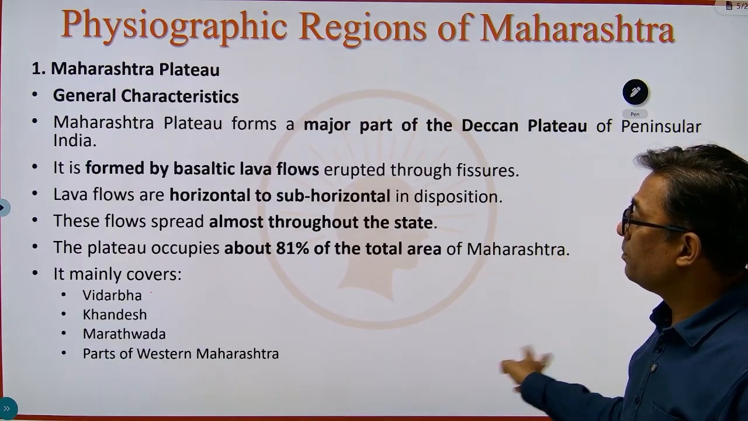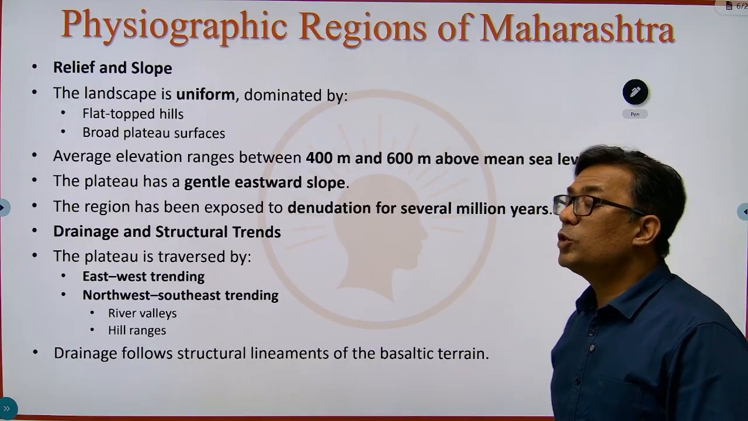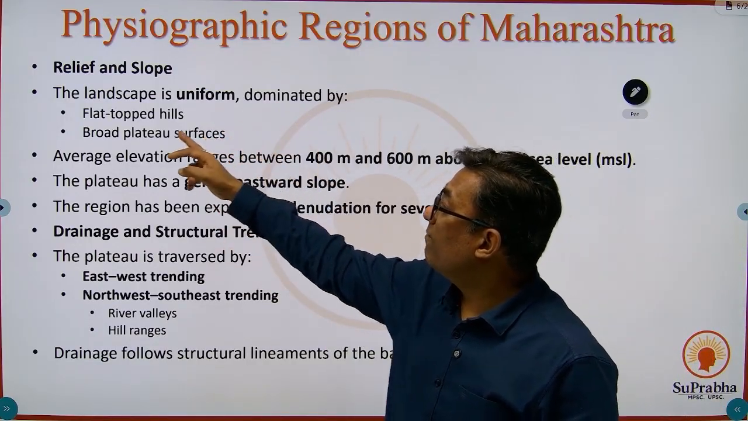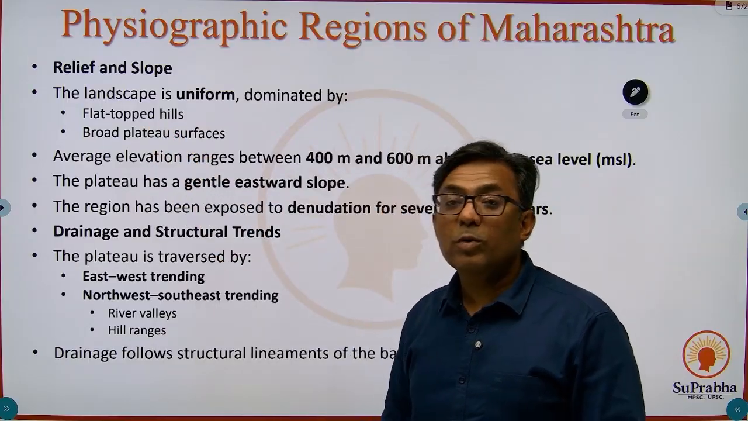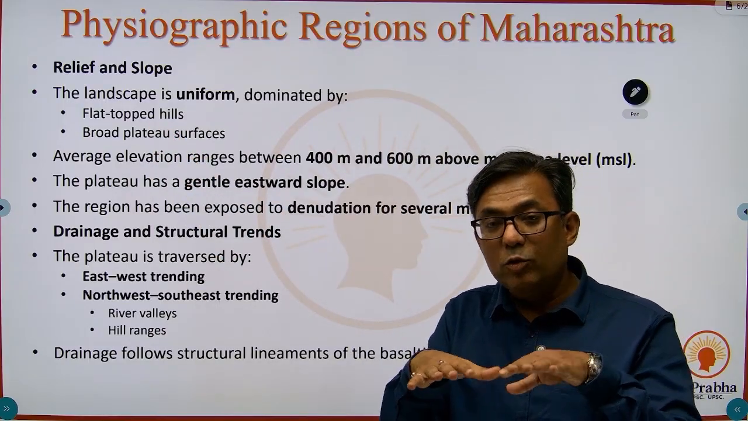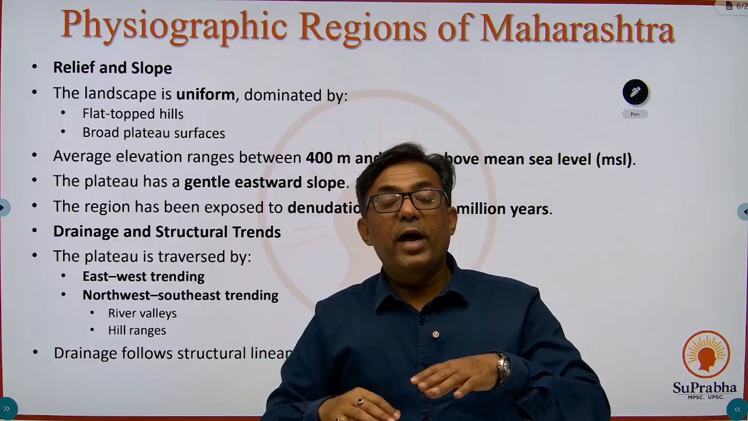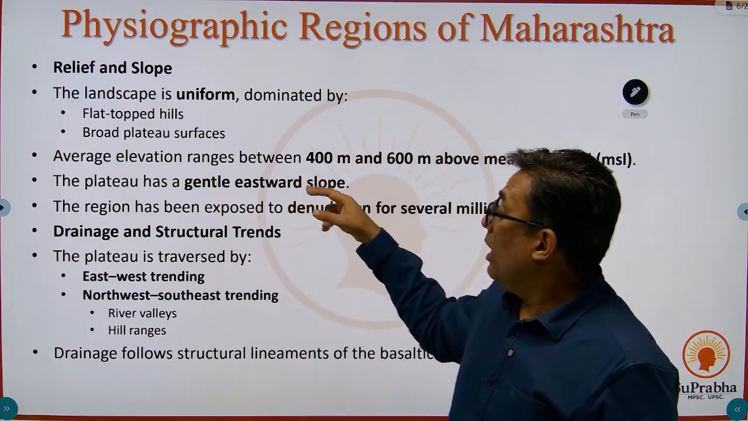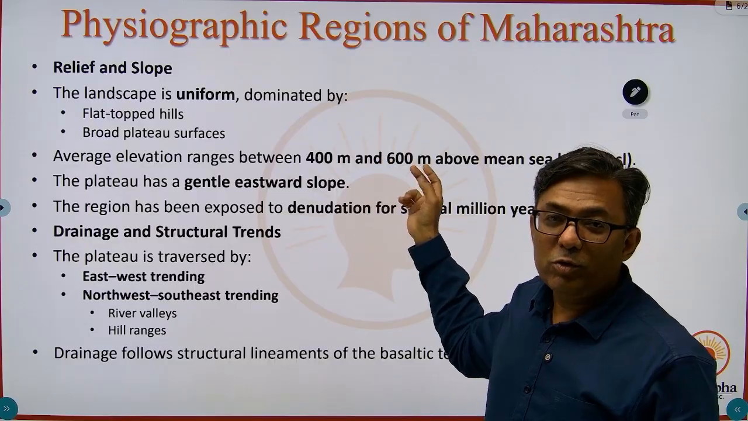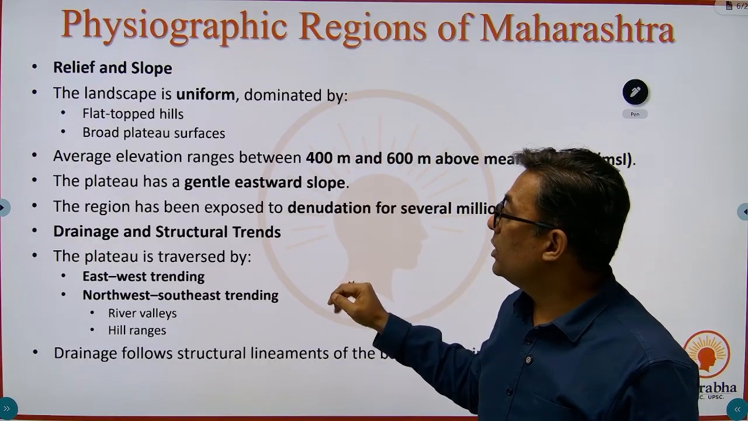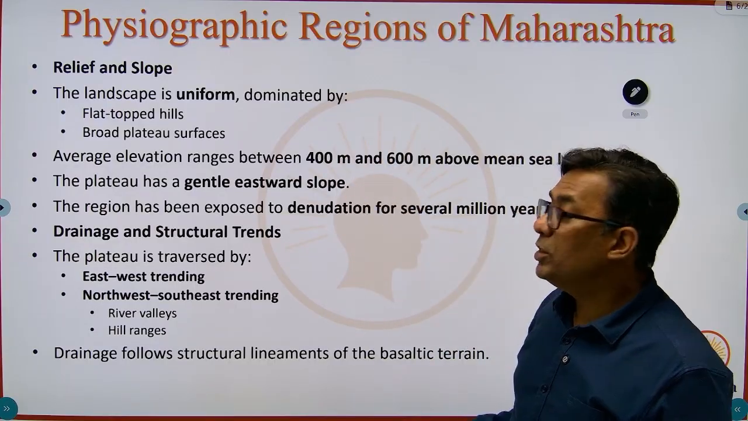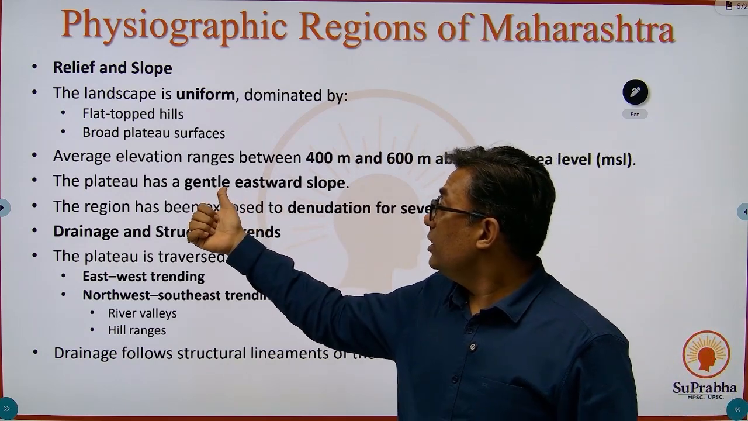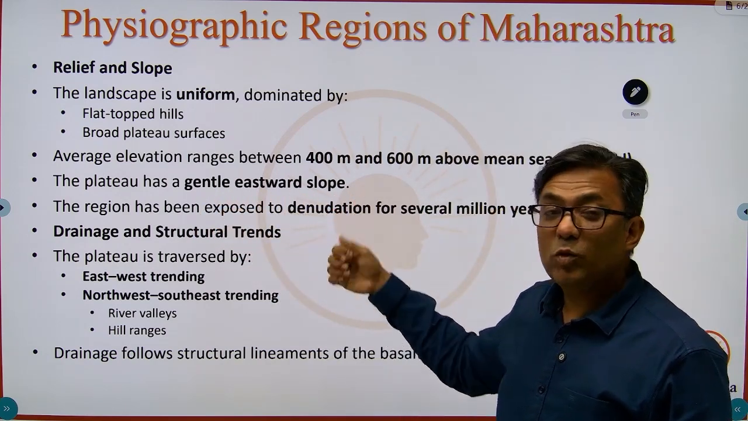Moving ahead, what are the relief and slope features of Maharashtra Plateau? The landscape is uniform, dominated by flat-topped hills and broad plateau surfaces. So on the Maharashtra Plateau, you will have the flat-topped hills and the broad plateau-like surfaces. Average elevation, not much, 400 to 600 meters above sea level. Since it's a plateau, it is going to have some elevation, 400 to 600 meters above sea level. It has a gentle eastward slope.